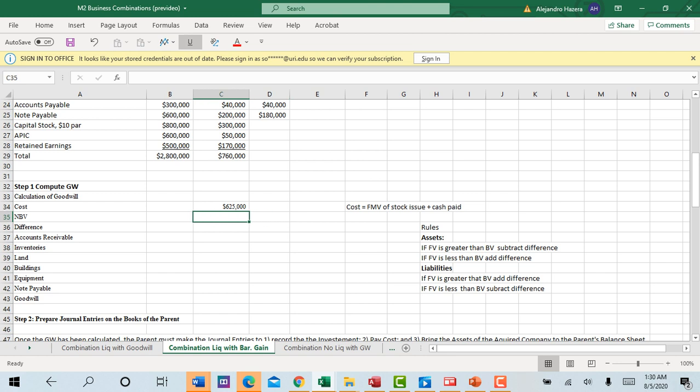Then the book value is going to be exactly the same, but there's going to be a slight difference that finds its way through the example because we paid less. So we have common stock of 300,000, additional paid in capital of 50, and retained earnings of 170. As logic has it, the fair market value is the same, and we have to say that this is negative.